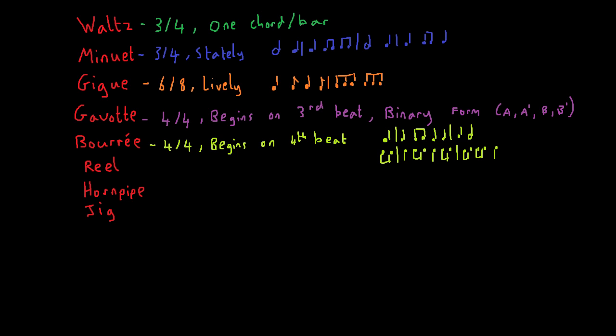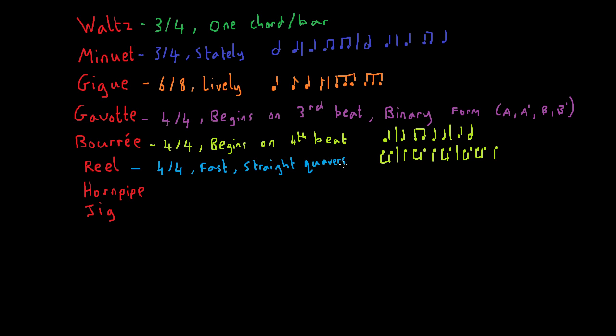Reel, jig and hornpipe I'm going to cover in a lot more detail when I do my videos on Irish music, but a reel is in 4/4 time. It's very fast. It's usually the fastest type of tune used in Irish music, or one of the fastest at least, and it tends to have a straight rhythm, so straight quavers.